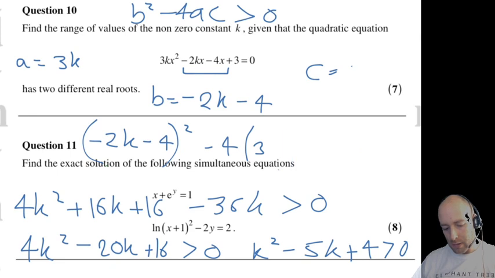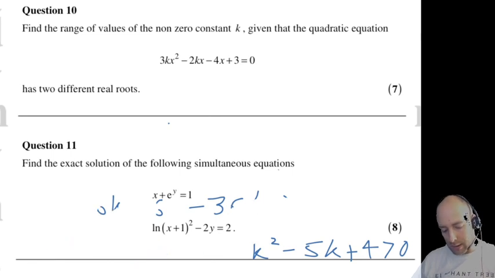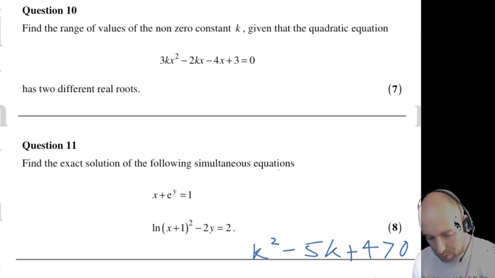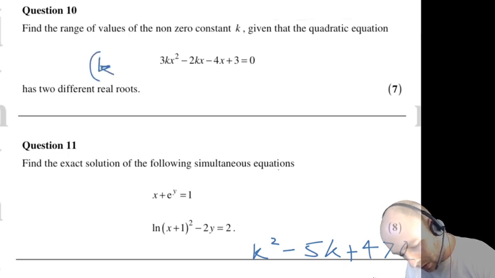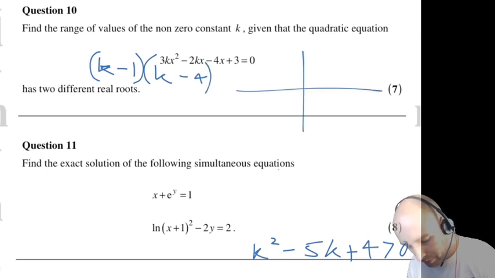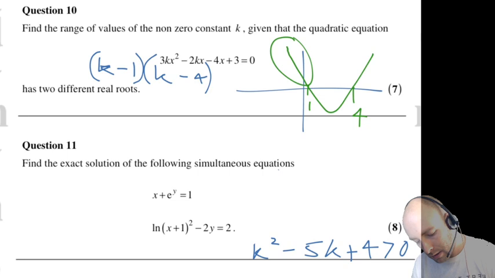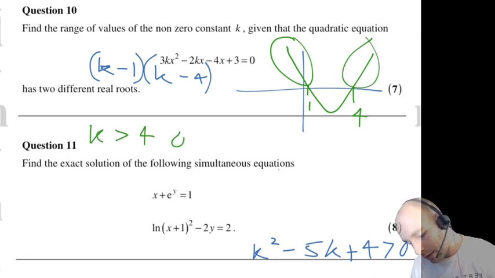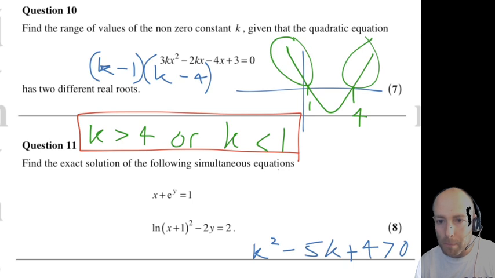Get rid of all my workings. So you guys could solve this on a calculator. I'll do it manually though. So we're going to have minus 1 and minus 4. So k minus 1, k minus 4. So if we sketch this, it's a quadratic with a positive coefficient, and both our roots are positive as well. So we got 1 and we got 4. And we want this to be greater than 0. So it's going to be k is greater than 4 or k is less than 1. Cool. Which everybody got. Really well done, guys.